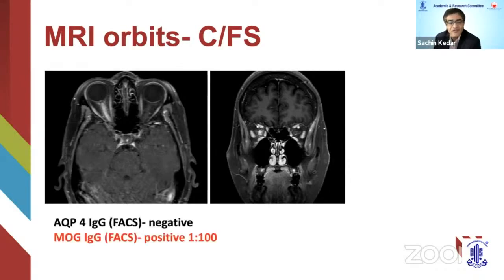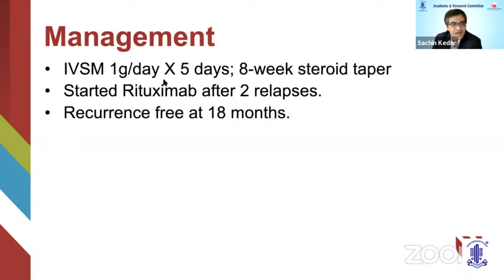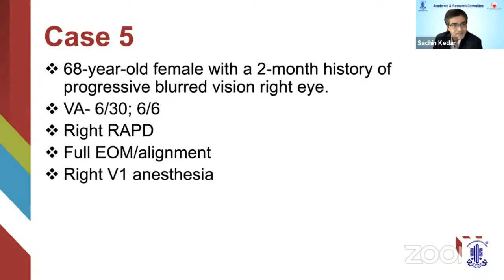She received serological testing, and the pertinent positive was for MOG immunoglobulin, which is positive in a titer of 1 in 100. She was treated with IV solumedrol for 5 days, a very long, slow steroid taper. Unfortunately, she had 2 relapses and had to be put on rituximab as an immunosuppressing treatment. She remained recurrence-free at about 18 months.